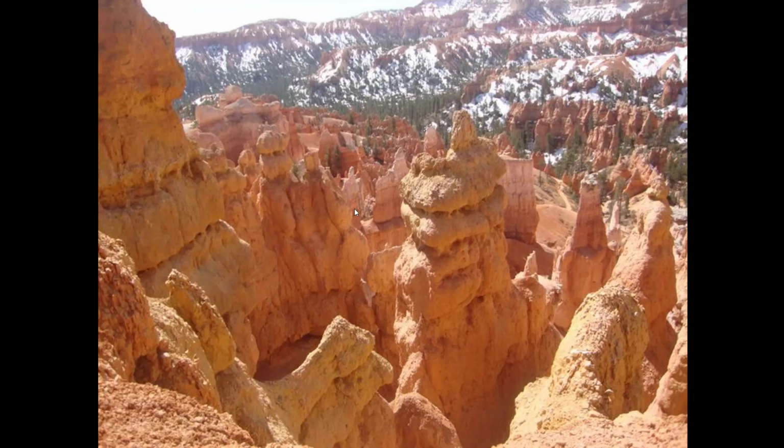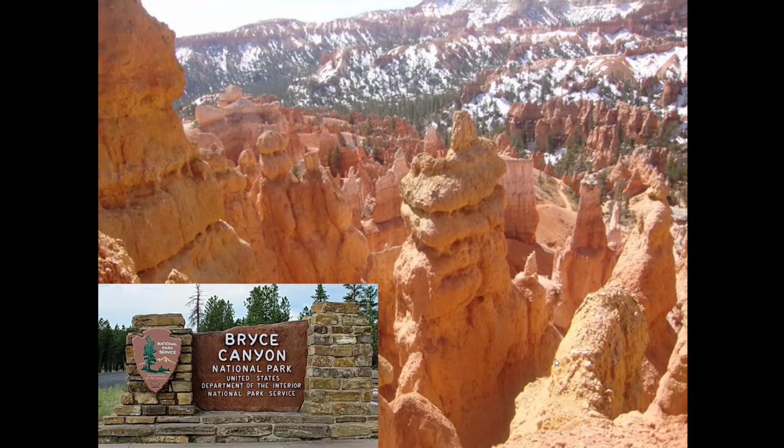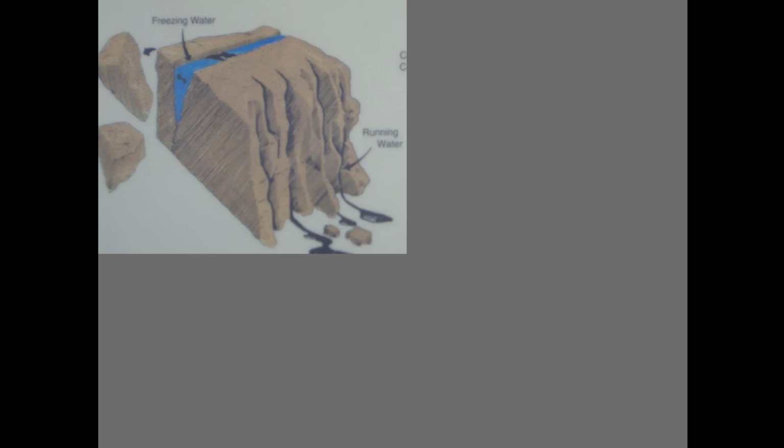So that is the process that creates the features that we see here at Bryce Canyon National Park in Utah. I've showed you pictures of Bryce Canyon's pinnacles before. This is actually how they form. There's my obligatory national park sign of Bryce Canyon National Park. So the pinnacles that you see are created by the intersection of rivers and fractures.